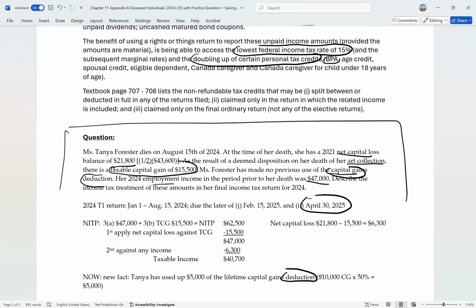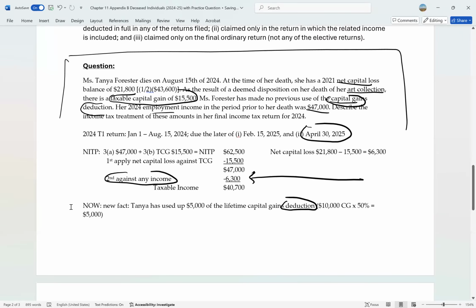That's basically what the lifetime capital gains deduction is. When you sell certain types of property, like shares in a small business, then you can use this lifetime capital gains deduction to offset the taxable capital gains on the sale of shares in certain small businesses. And once again, we'll talk about that more next week. But the fact that she used up 5,000 of the lifetime capital gains deduction will now taint some of what she can claim in this second step. Let me show you how that would be done.